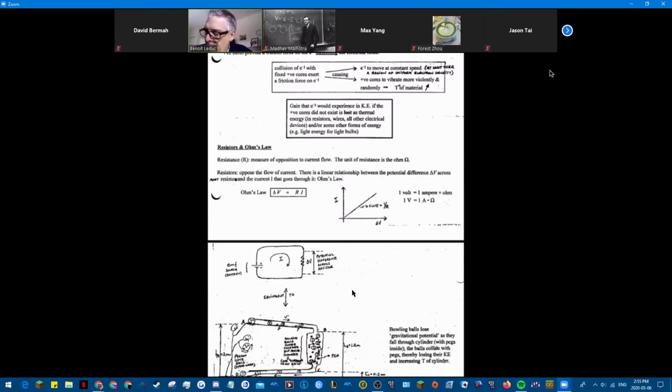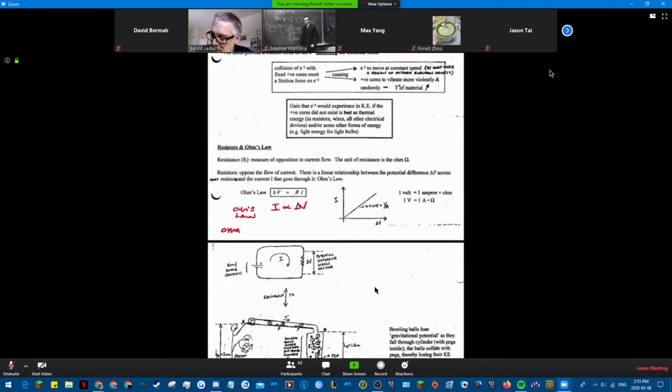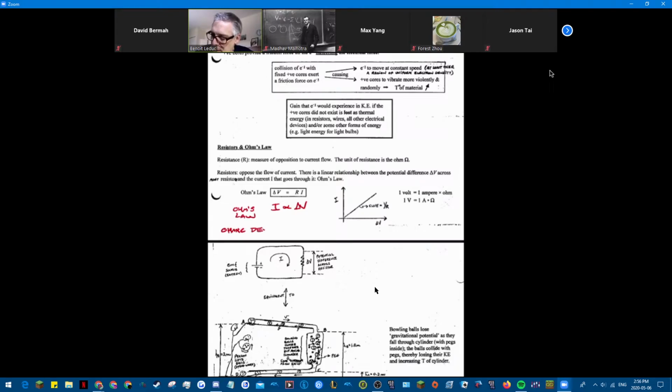So Ohm's law tells you the following. It tells you that the current is proportional to the voltage, or vice versa, okay? This is Ohm's law here. Any device that displays this linear proportional behavior is called an ohmic device, all right? So ohmic devices obey Ohm's law.